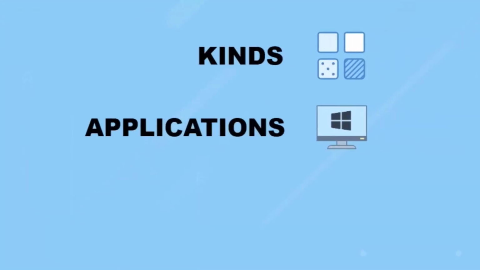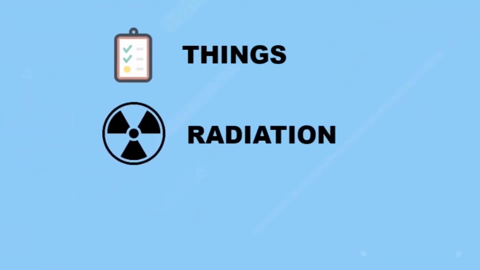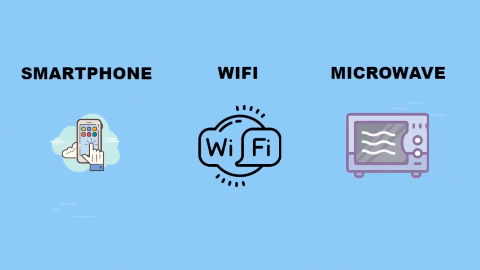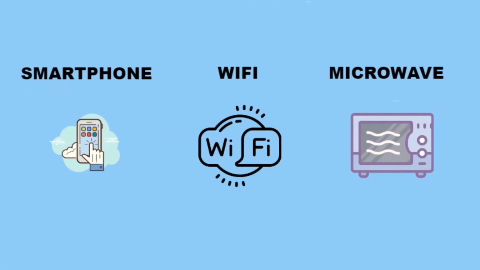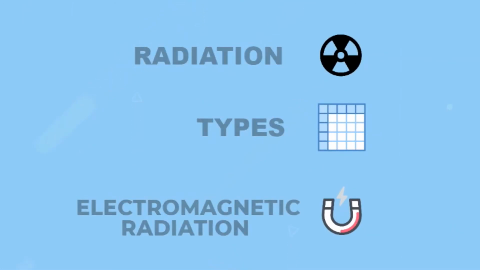We are going to discuss different kinds of applications of electromagnetic radiation. A lot of things in our daily life work because of radiation, and here are a few examples. Radio, TV, wireless phones, GSM, smartphone, Wi-Fi, hard disk computers, microwave, the use of microwaves for heating food and industrial applications, and so on. But of course not all radiation is the same, and we will sum up the different types of electromagnetic radiation.